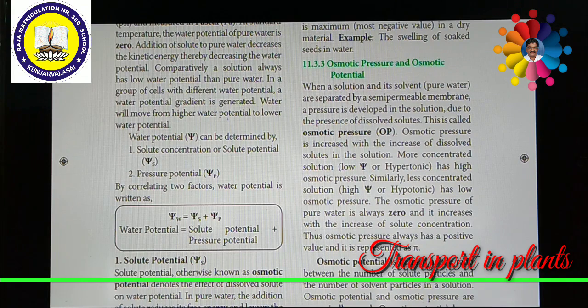Next we are going to see osmotic pressure and osmotic potential. What is osmotic pressure? Suppose when a solution is available, one side has pure solvent and the other side has solution. These are separated by a semi-permeable membrane. If you apply a pressure on the solution, then what will happen? Due to the pressure on the dissolved solute, this is called osmotic pressure. So osmotic pressure increases with increased dissolved solute in the solution. Whenever solute is added, osmotic pressure automatically increases.